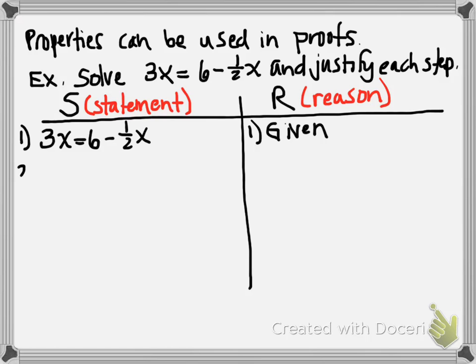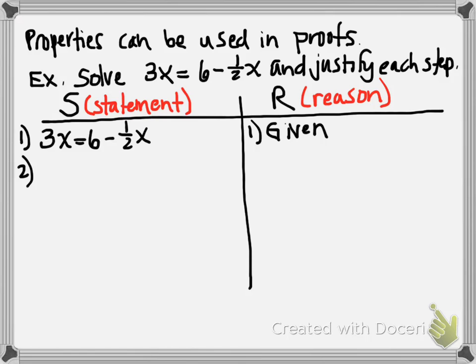Then you need to ask yourself, okay, what could I do now? And here comes the hard thing about proofs. There's not exactly one way to do them. There's a lot of leeway. For example, on this one, I don't like dealing with fractions. So me personally, I'm going to most likely multiply everything by 2 to get the fractions to go away. Some people might decide to get the x's together and add 1/2 x to both sides.